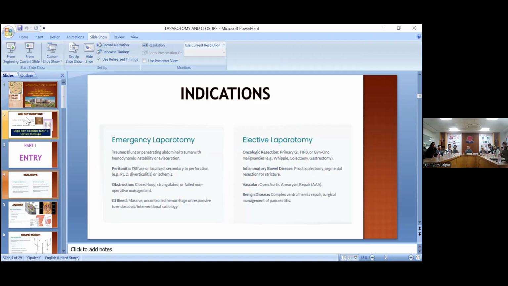Besides elective indications for a laparotomy, there could be emergency indications as well, which include trauma, which can be blunt or penetrating. Surgeries are performed for peritonitis or obstruction, and a massive uncontrolled hemorrhage which is unresponsive to endoscopic or interventional procedures would require an emergency laparotomy.